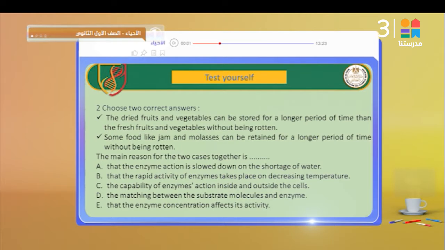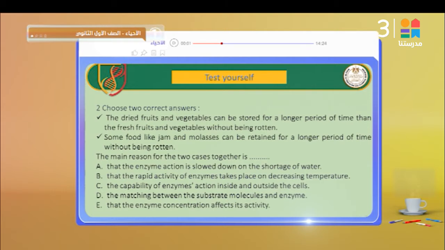The main reason for the two cases together is: A, that the enzyme's action is slowed down by the shortage of water. B, that the rapid activity of enzymes takes place on decreasing the temperatures. C, the capacity of the enzyme action is inside and outside the cells. D, the matching between the substrate molecules and the enzymes. E, that the enzyme concentration affects its activity. I tell you, choose two correct answers from A, B, C, D, and E.